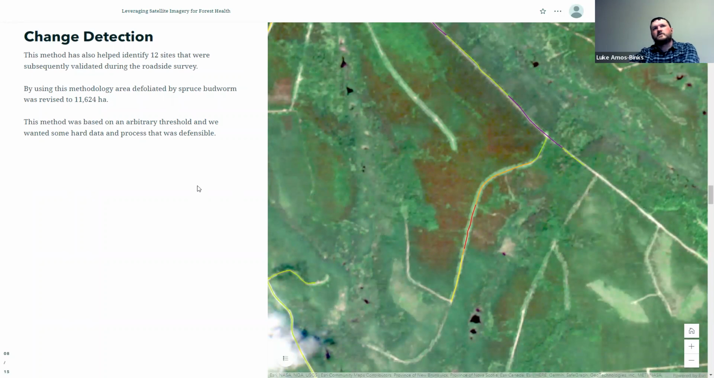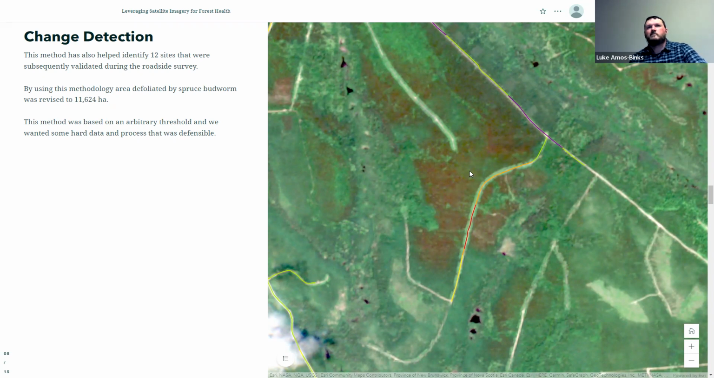So this method also helped us identify 12 sites that we hadn't picked up during the aerial defoliation survey, and they were validated afterwards using the roadside survey. So you can see the crews came in, were observing light defoliation as they came into the site, ran into some non-host species here in purple. And as they drove down this road, they started to be able to observe moderate to severe defoliation that you can see on this Sentinel-2 image.